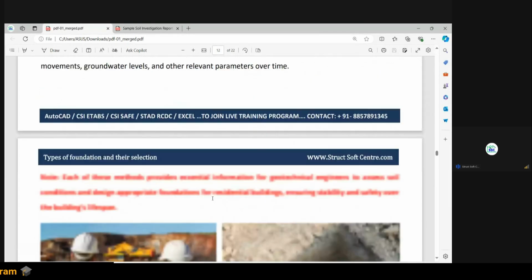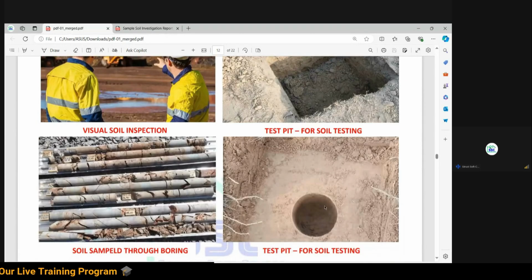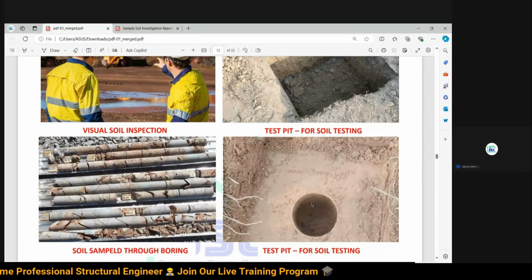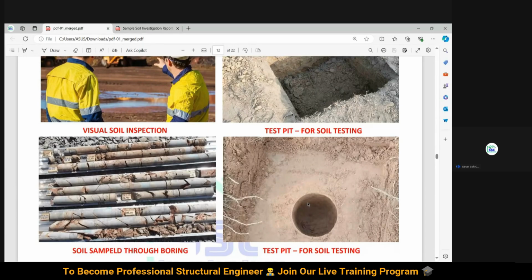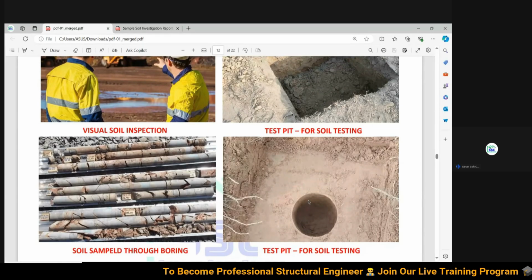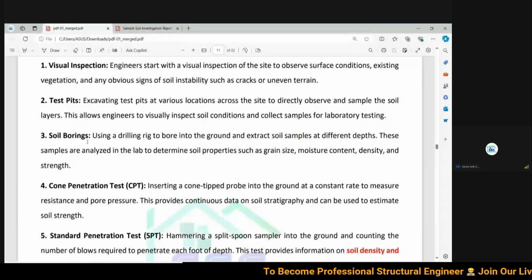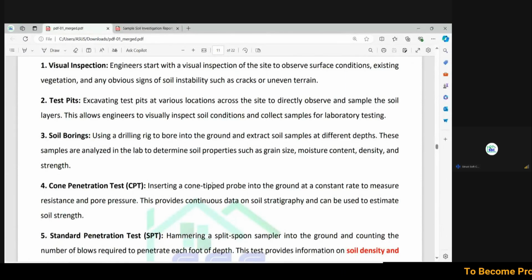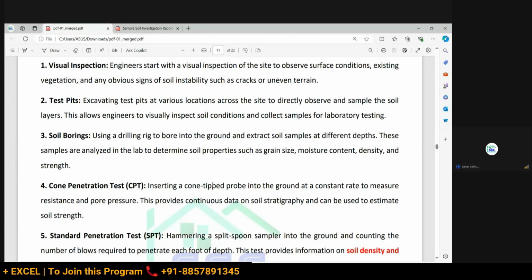And another is what? Taking a sample from the land, taking it to the laboratory, performing the test, and getting the required parameters and required properties of the soil. Then second, soil borings, cone penetration test, standard penetration test. They are almost the same, just to find out the grain size, the hardness of the soil, and the moisture content of the soil.